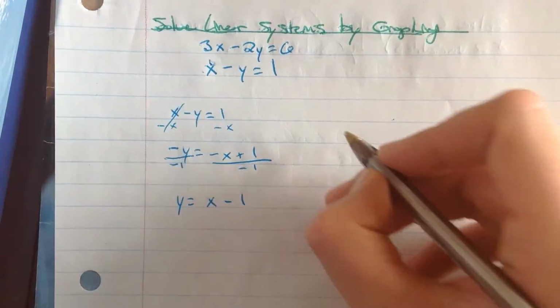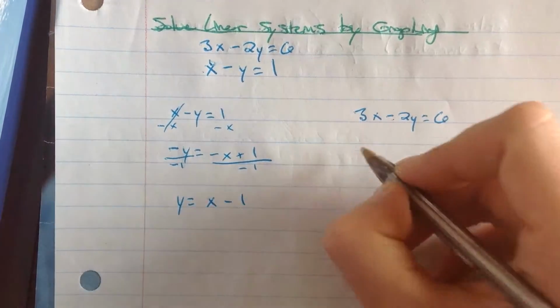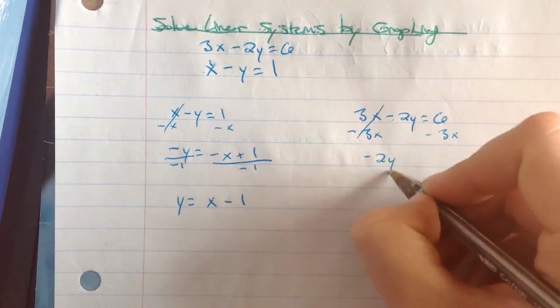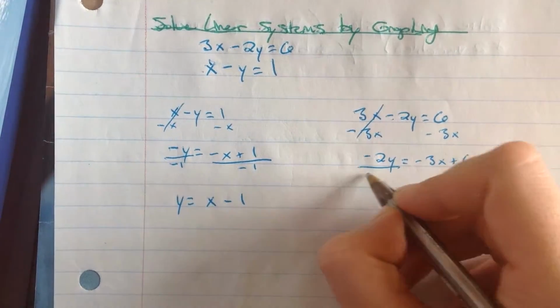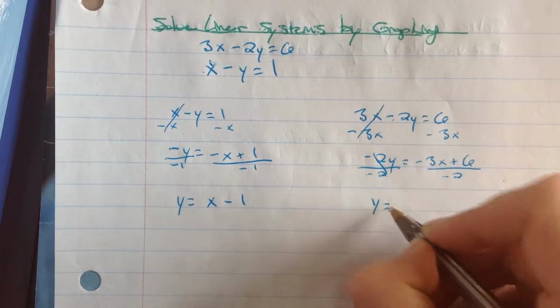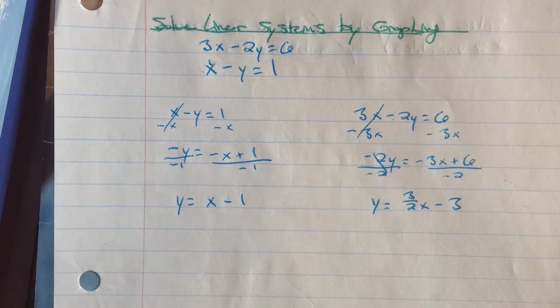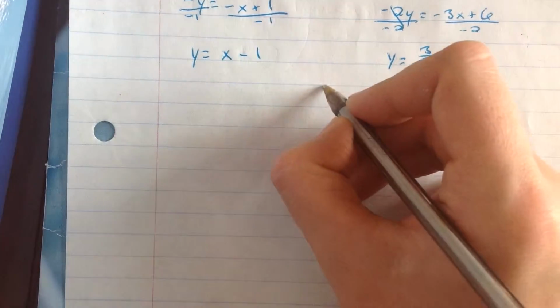Taking this top line, we're going to solve for y. So first off, we're going to subtract 3x. So negative 2y equals negative 3x plus 6. Divide both sides by negative 2. And y equals 3/2 x minus 3. So these are the two lines that we're going to graph.